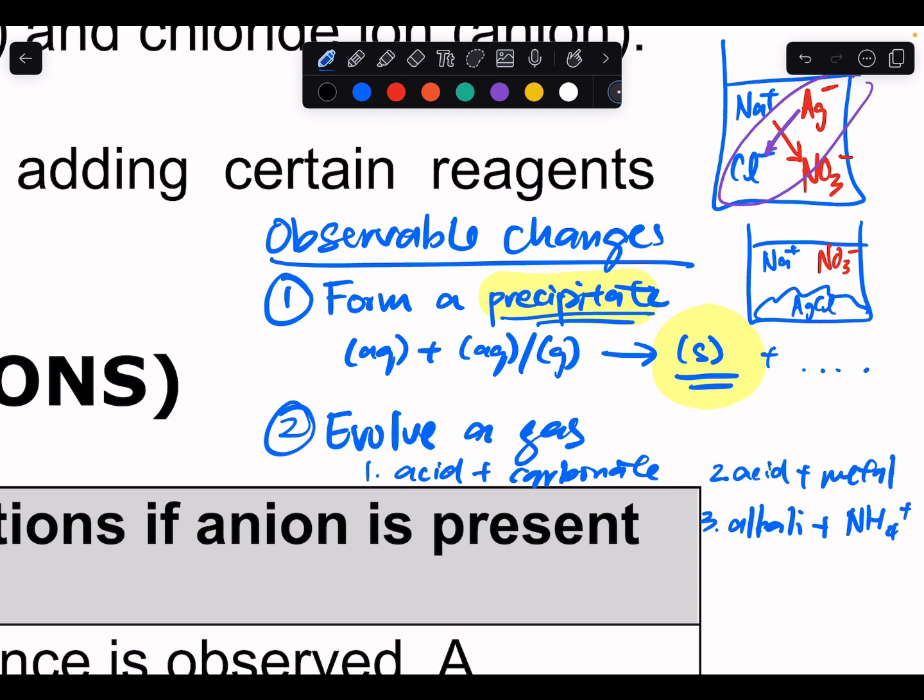So there are a few reactions that we know that can evolve a gas, and we can then test for the gas to confirm the identity of the ion. So for example, if I have an acid carbonate reaction, I can test for carbon dioxide gas. If there is carbon dioxide evolved, I can work backwards and confirm that indeed what I added acid to is a carbonate. I can also, when I add an alkali, which is hydroxide, identify that an ammonium ion was in the original solution if ammonia gas is evolved.